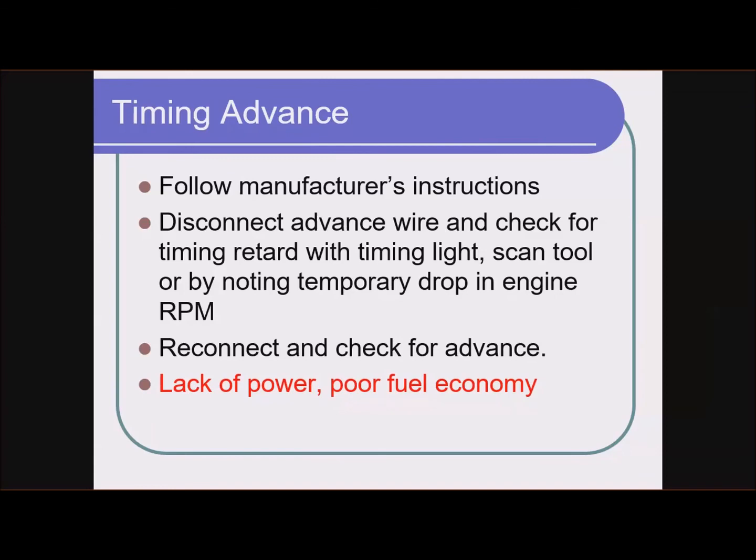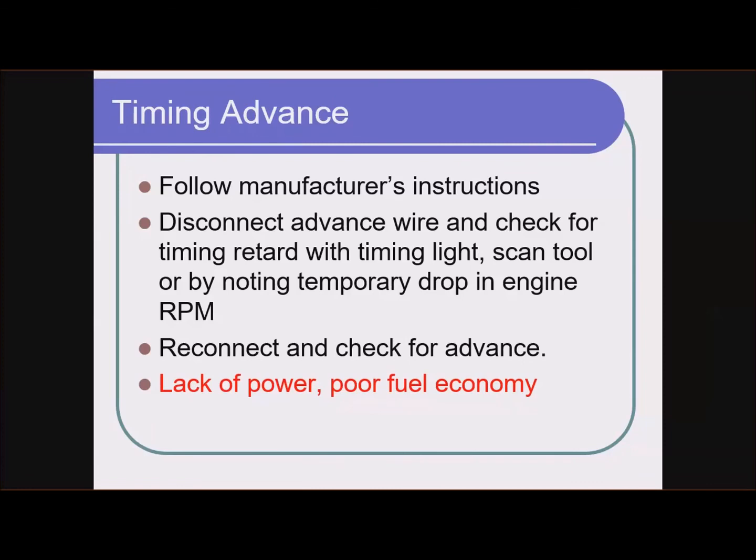Following the manufacturer's procedures for disabling the timing advance, which is usually disconnecting an advance wire, you're watching with a timing light or with a scan tool, or even with your ears. When you disconnect that advance wire and it drops back to base timing, that'll be seen on a timing light. It'll be heard in an engine RPM drop, and it could be seen on a scan tool. And then when you reconnect that wire, the RPM recovers, the timing advances, and you may be able to see that on a scan tool.